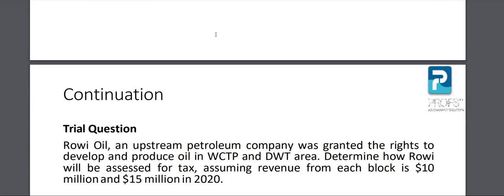Now let me throw this question to the class. Rory Oil, an upstream company, was granted the right to develop and produce oil in the West Cape Three Points and in the Deep Water Tano area. Determine how ROE will be assessed for tax, assuming revenue from each block is $10 million and $15 million in 2020. So how will ROE be assessed for tax over here?